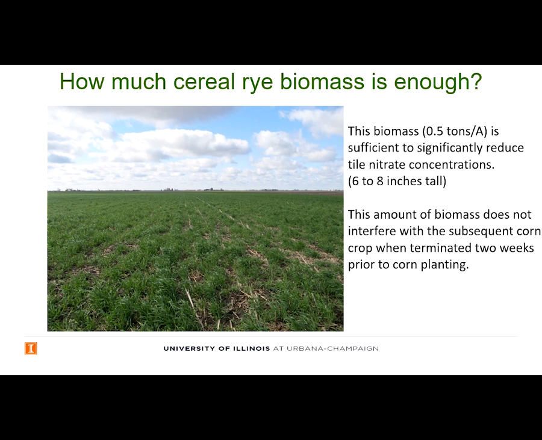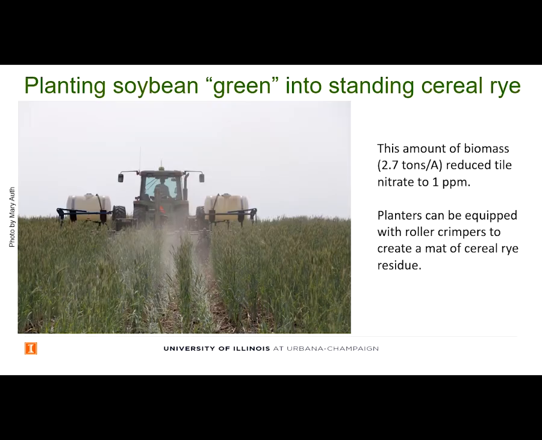And with this kind of overall production and density, you can see that it's not really thick. It was broadcast or aerially seeded out of an airplane. So it's pretty good biomass, and this didn't have any effect on soybean, but we do worry about any more than this in front of corn. But I'll talk about that later. And you'd want to terminate it at least 2 weeks before you plant corn as well. But in front of soybean, you have much more flexibility.